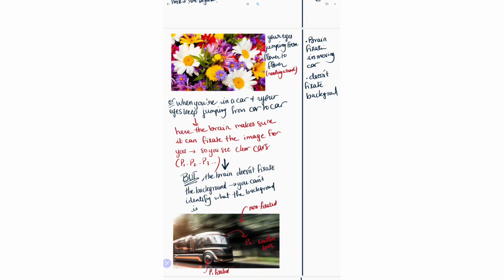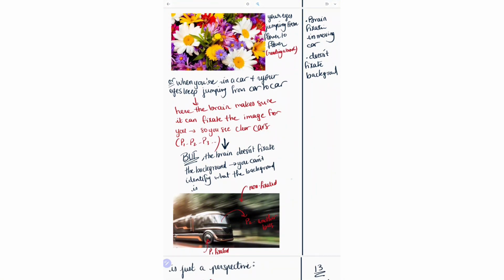Another scenario I can talk to you about is when you're in a moving car, okay? When you look out your window, you can actually see that your eyes are jumping from figure to figure, right? For example, let's say you're seeing cars, right? So your brain is going to fixate and show you each car that your eyes are jumping from. But the background won't be clear. If you just look at this picture, you can see the car and you're going to see the other car, right? But the background is not fixated. The brain fixates the image of the car, but it doesn't fixate the image of the background, okay? Moving on.